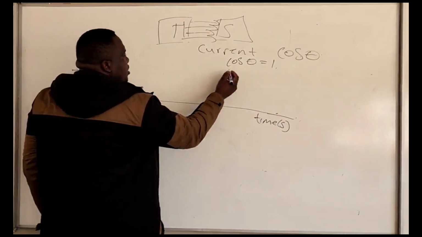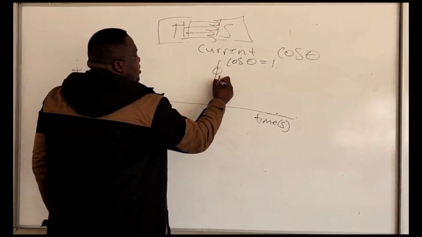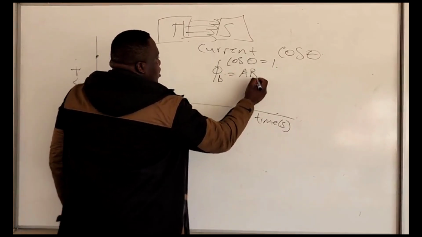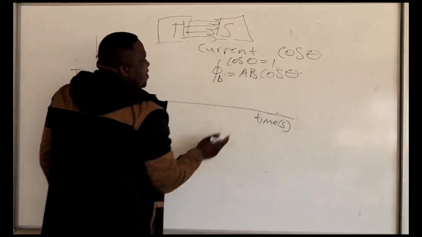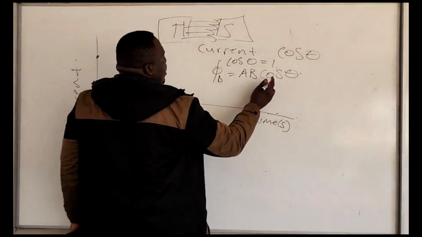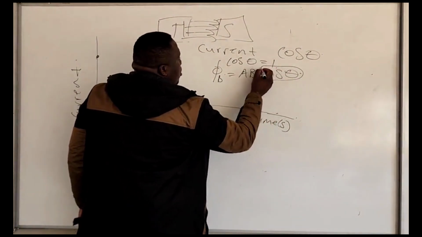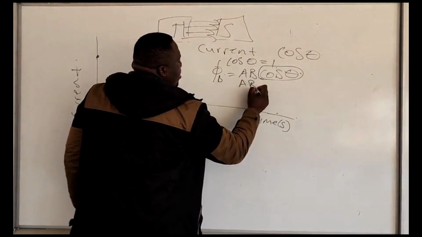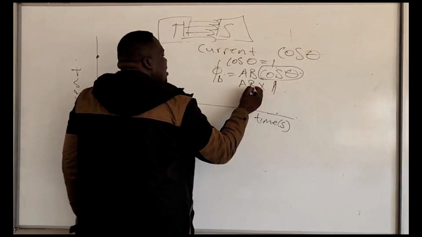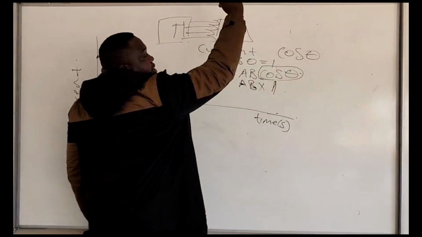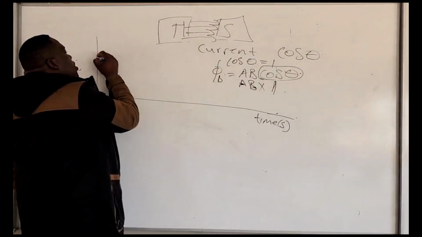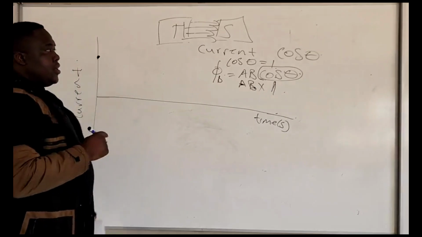Let's say we are saying magnetic flux equals AB cos theta. By having a maximum point, I'm saying that when we write cos 0, we're going to get AB multiplied by 1. Meaning that if we have numbers for A and B, we're going to get the maximum value. That's why I'm saying it is going to be at the top.